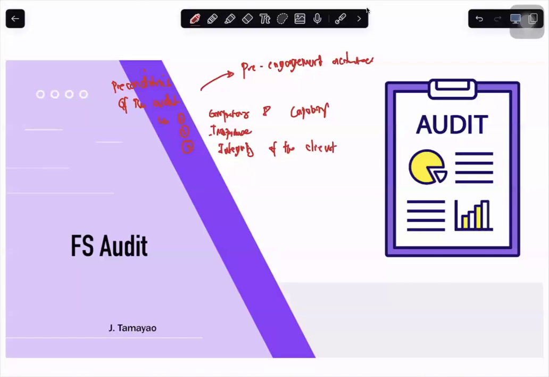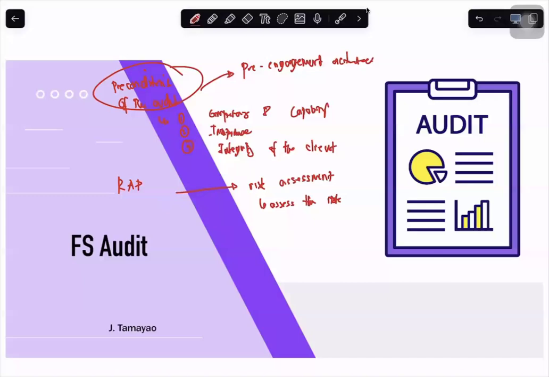So under pre-engagement activities, normally we call this one preconditions of the audit. We check for competency and capability, independence, and the integrity of the client. And then we do risk assessment procedures. For risk assessment procedures, we assess the different risks.